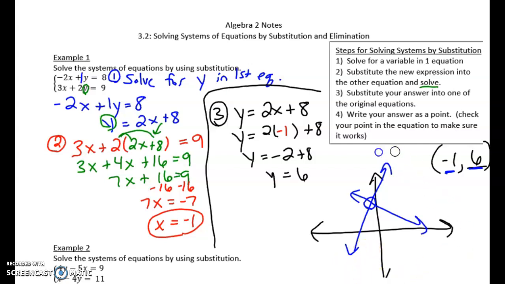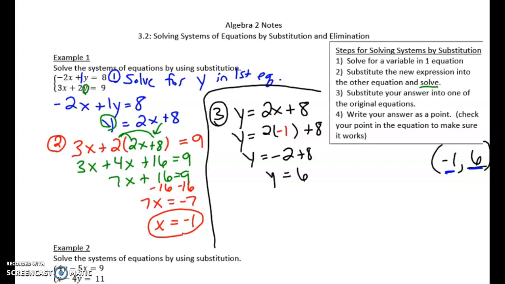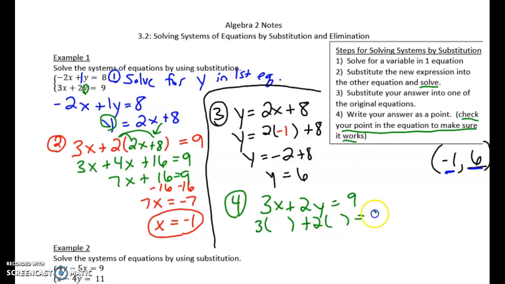Another thing you can do, again an optional step, is step 4. Check your point to make sure it works. Maybe we could take the second equation, 3x plus 2y equals 9, and plug in your point, negative 1, 6, and just make sure that it makes the expression true. We want this point to work for both equations. Again, you don't need to do that step. That's not your answer. Your answer is just the ordered pair.